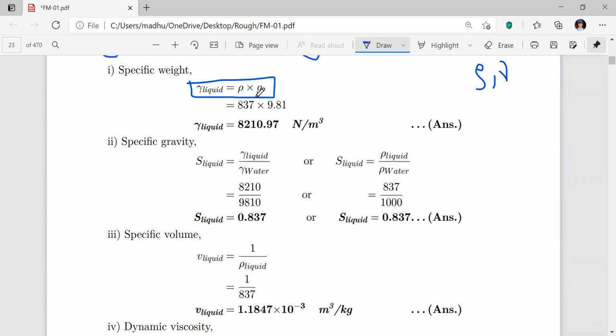So rho is 837 kg per meter cube, acceleration due to gravity 9.81. Multiplying, you get the specific weight of the liquid, 8210. So what is the unit of rho? Kg per meter cube, correct?